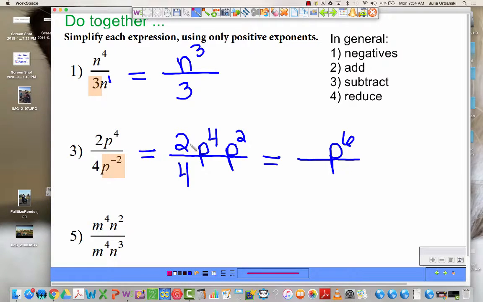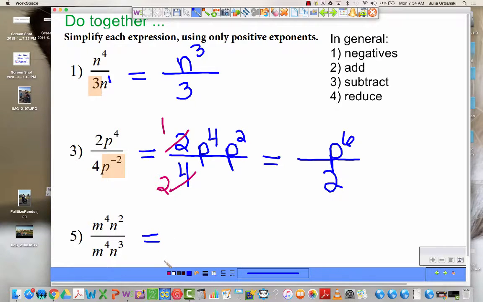Now we have to reduce the 2 and the 4. The 2 reduces to a 1 and the 4 reduces to a 2. So all we're left with is a 2 on the bottom. The 1 on top doesn't have to be rewritten. That's it. P to the 6th over 2.